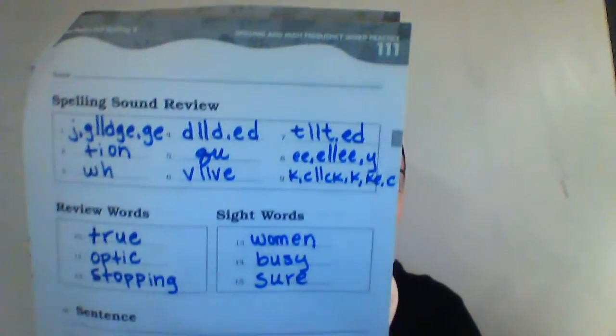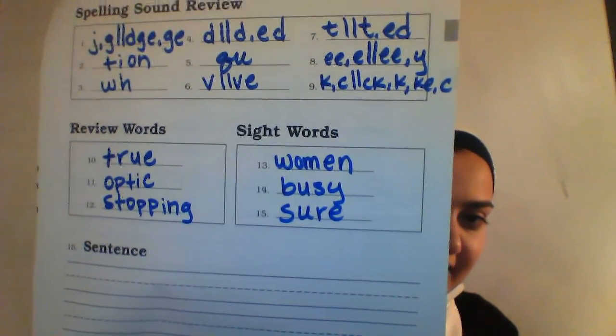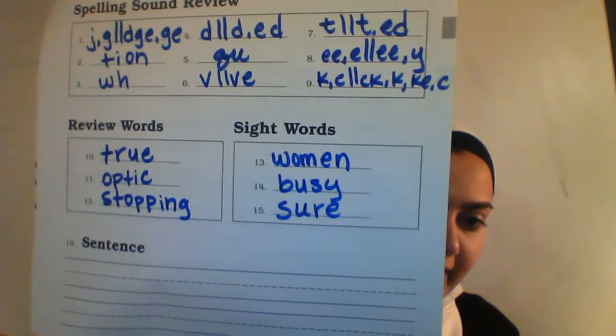Number 14. Busy. She is really busy. So let's spell busy together. B-U-S-Y. Very good. B-U-S-Y. Number 15. Sure. Are you sure? S-U-R-E. Sure. S-U-R-E. So your paper should look like mine. If you need some time to copy this down, pause the video now.